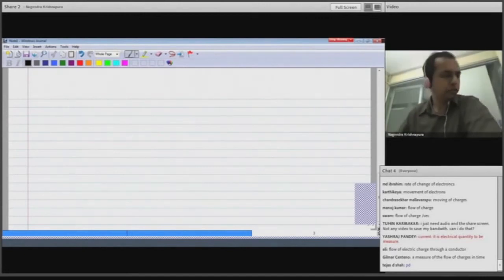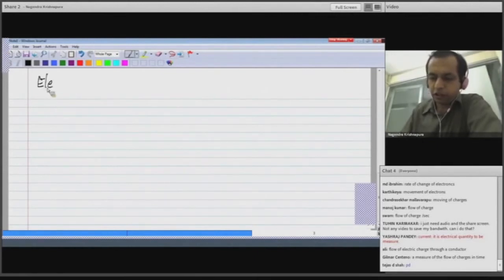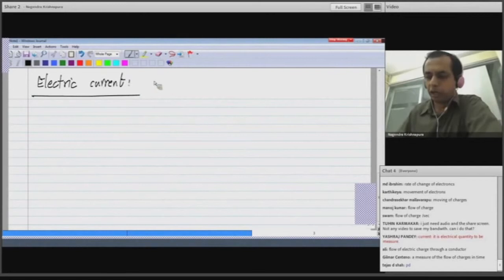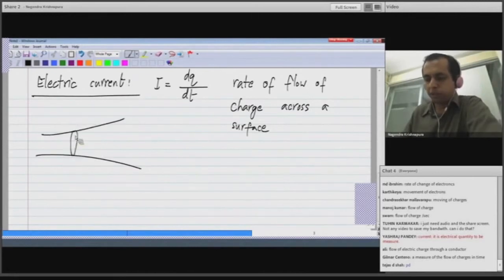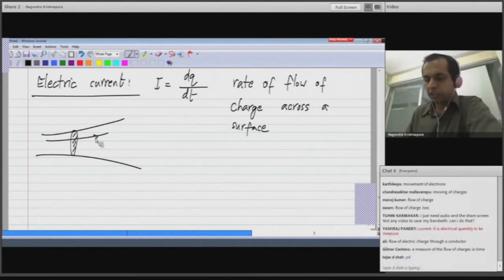Now first let me take an electric current. Electric current, usually denoted by I, is the rate of flow of charge across some surface. So you could have some surface. I'm showing some pipe-like thing, and you could have charges flowing this way, and the rate of change of charge across the surface is the electric current through that surface.